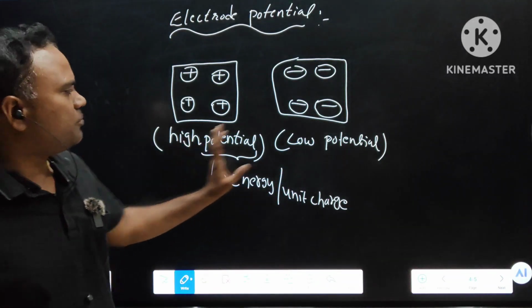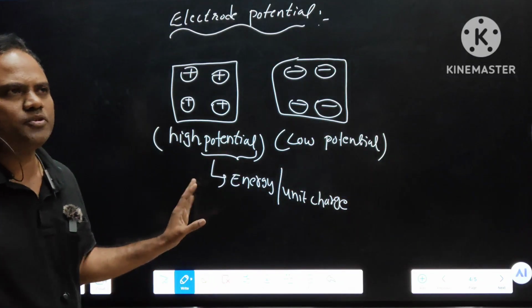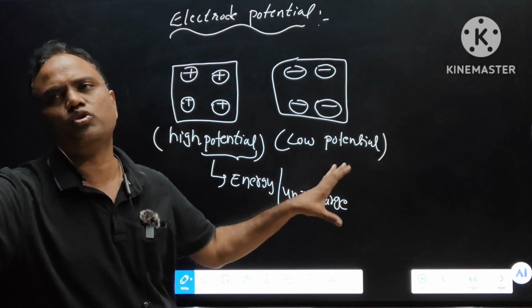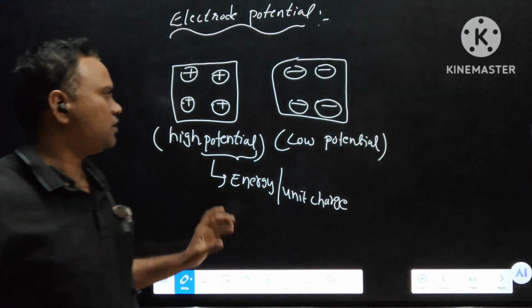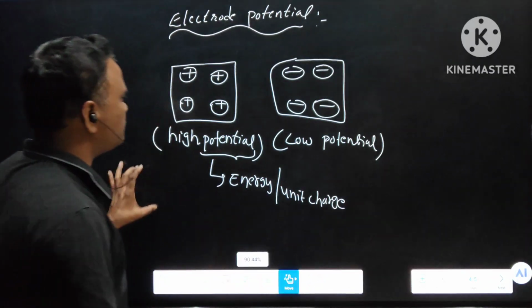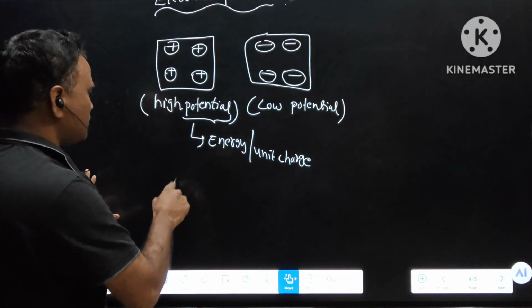We completed high potential and low potential. High potential means more positive charge. Low potential means more negative charge. Now I am asking you one question. High potential.